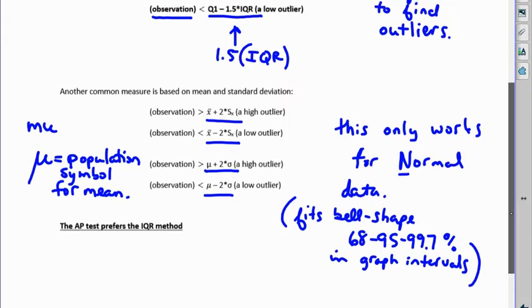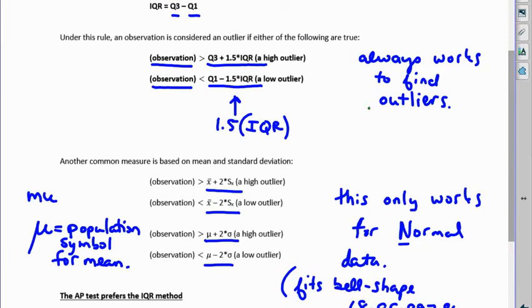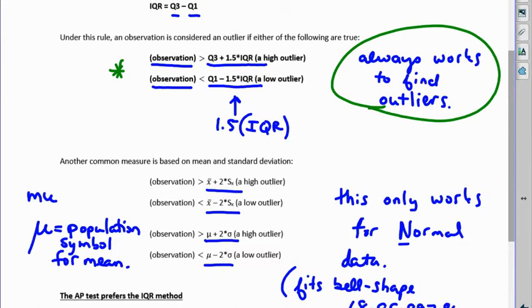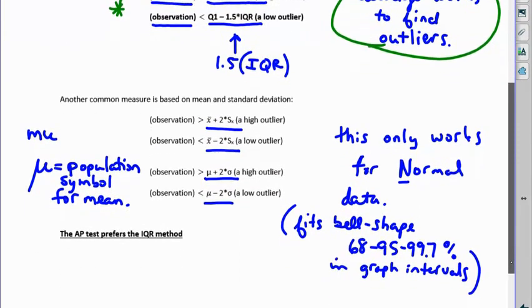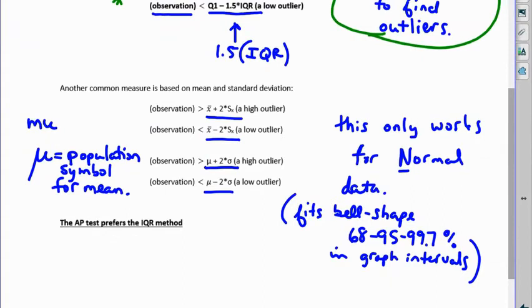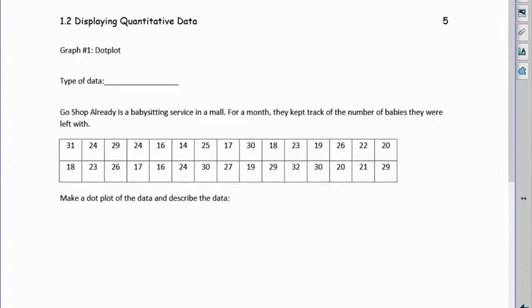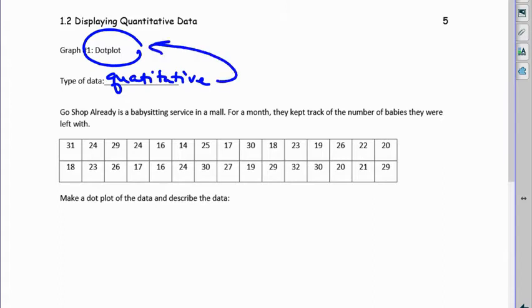So that's why we're going to use this method, which always works, and that's going to be the method we're going to use to find outliers. And it's what the AP test wants, so that's lucky. Okay, next page. We have got our baby data still in our calculator. It was quantitative data. So what type of data? Quantitative. Meaning that a dot plot is appropriate. Dot plots are for quantitative data.